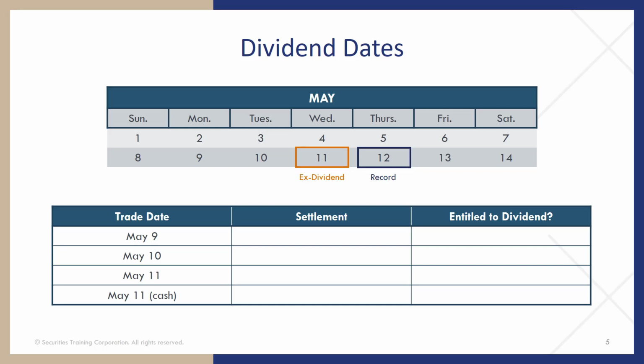However, when is the last day I could buy the stock and still receive the dividend? Well, that would be Tuesday, May 10th, because if I purchased the stock on Tuesday, May 10th, it would settle on the 12th and I would be an owner of record. So let's go through a few possible examples.